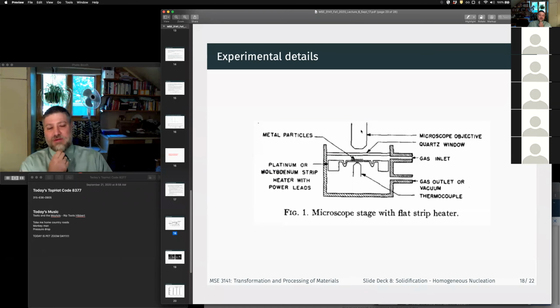There was definitely not the provision to be able to do these kind of complicated in situ experiments in the TEM. So what he did was, this is the objective for the optical microscope, small amounts of metal particles on a quartz window, and this is under either vacuum or an inert gas. There's a heater and a little thermocouple here. And so the heater can be turned on to melt these little droplets, right?